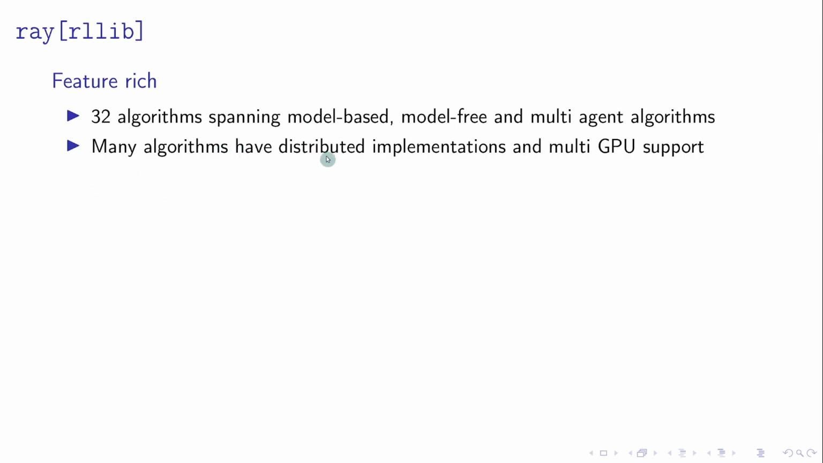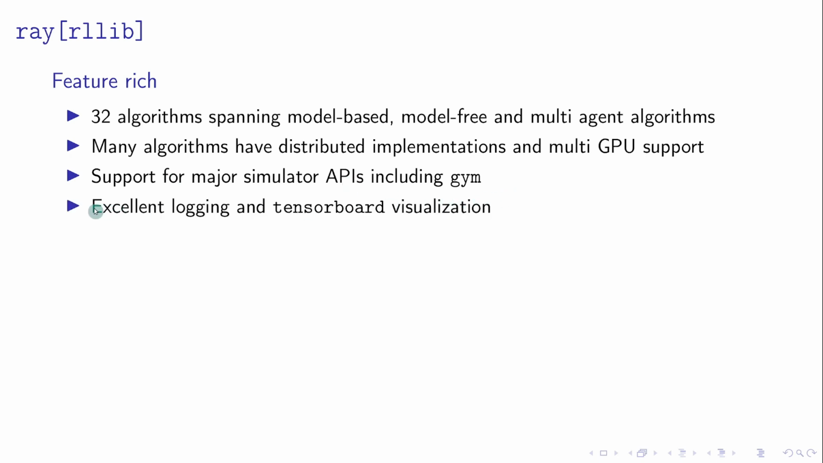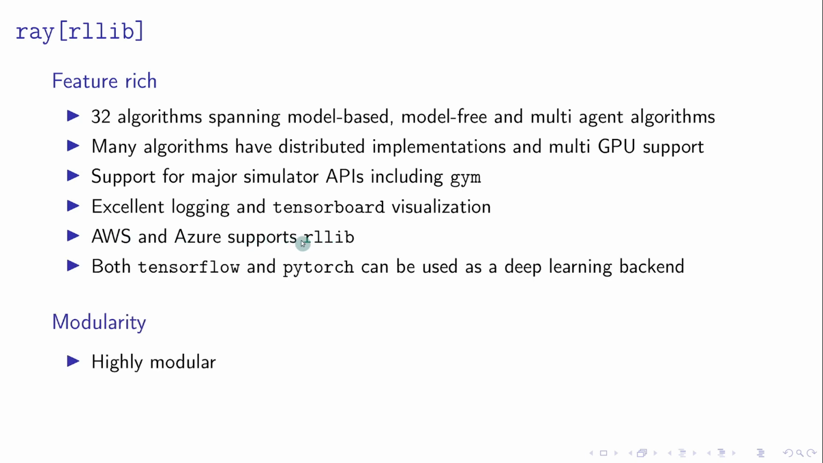Many algorithms have distributed implementations and multi-GPU support. It has support for major simulator APIs, including Gym. It has excellent logging and visualization facilities. Cloud providers like AWS and Azure support Rllib. And as a machine learning engineer, I think that you might have a preference towards a certain deep learning framework. And the good news is that both TensorFlow and PyTorch can be used as a deep learning backend for Rllib, so it offers a lot of flexibility in that regard.